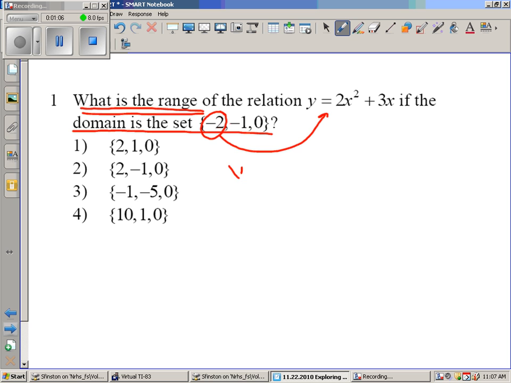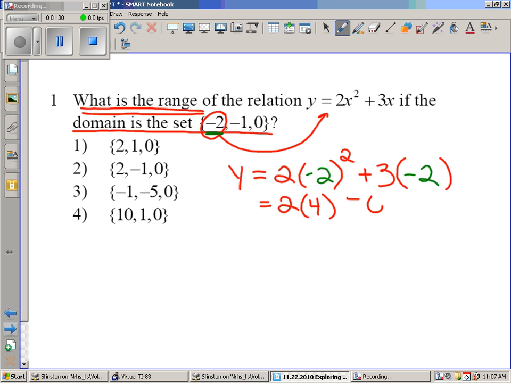So if you wanted to do that, you would plug it in, y equals 2 times, and then, what am I going to sub in? I'm subbing in this number over here. So I'm subbing in -2 and I'm subbing in -2. And this is already a lot of work. That's 2 times 4 minus 6. That's 8 minus 6, and 8 minus 6 is 2. Good? You could already cross off 3 and 4.